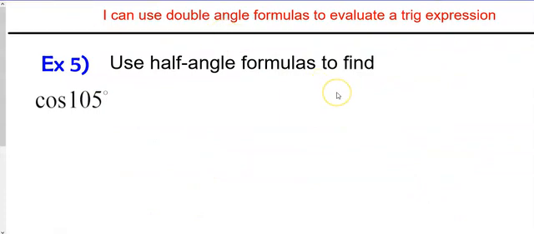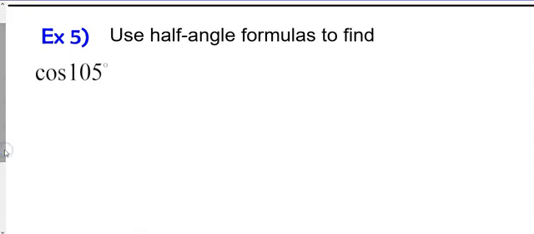Okay, two more examples we have to do here, I believe. Example 5: use half-angle formulas to find cosine of 105 degrees. First thing is figure out where 105 degrees is. So we have 0, 90, 180. 105 is like 15 past 90, so we're in quadrant 2.